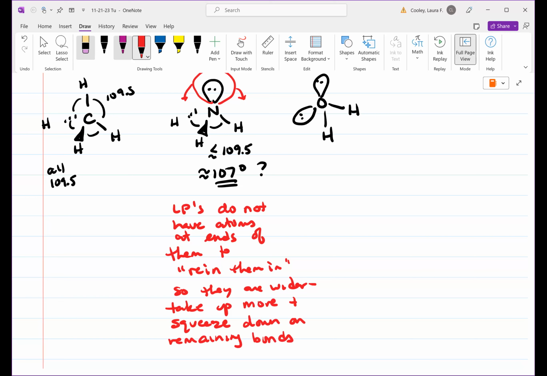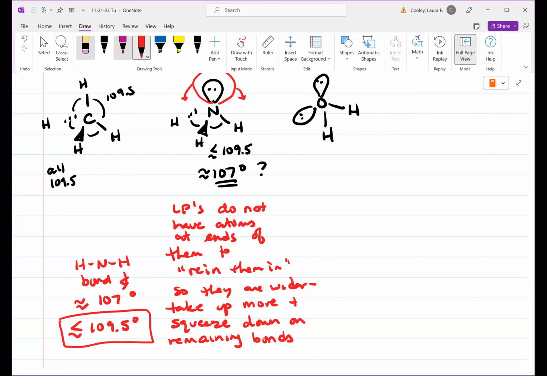So the HNH bond angle is about 107. I write it as less than about 109.5. That's one way of writing it. I don't expect you to remember 107. I just expect you to remember that it's less than the tetrahedral angle by a little.